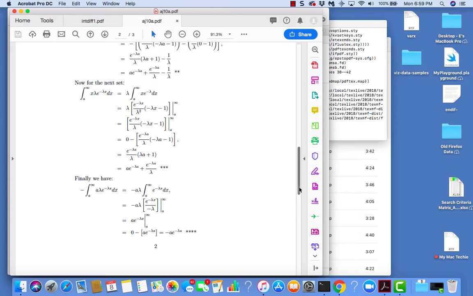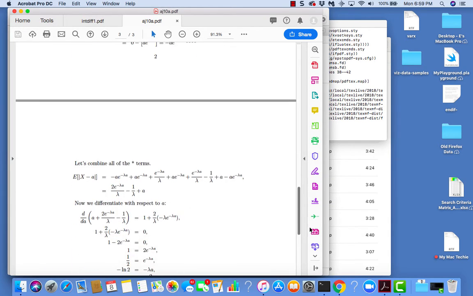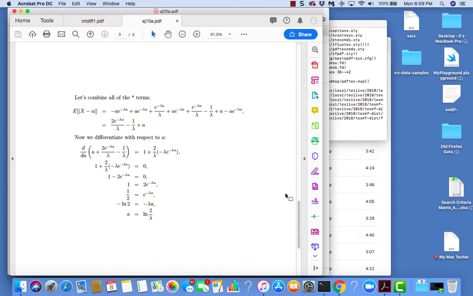All right, so there's our 4 terms. Now what I'm going to do is combine all those ones that have those little stars. I started from the 4th one and worked backwards. As you see, the first 2 are going to cancel each other out. I've got e to the minus lambda a over lambda. I've got another one of those, so that goes to 2. This term, the a e to the minus lambda a, and the last term cancel each other out. And I have minus 1 over lambda plus a.